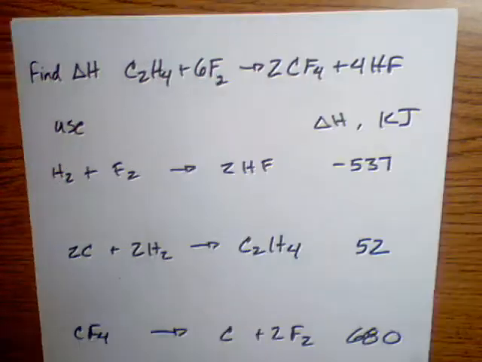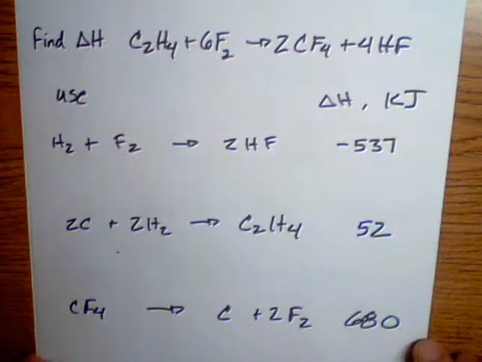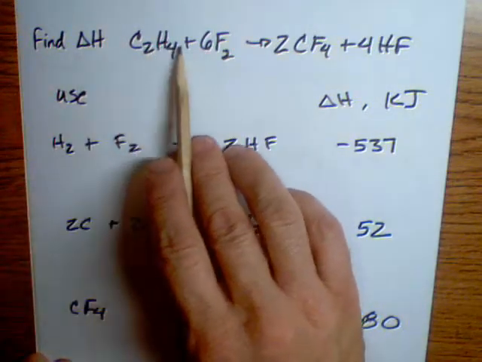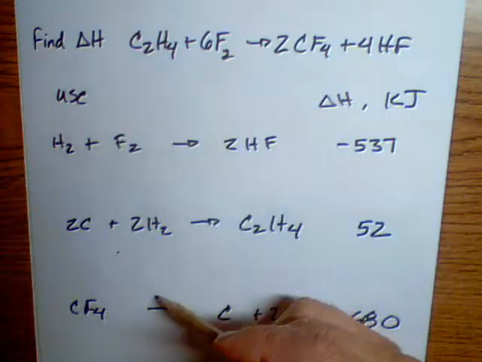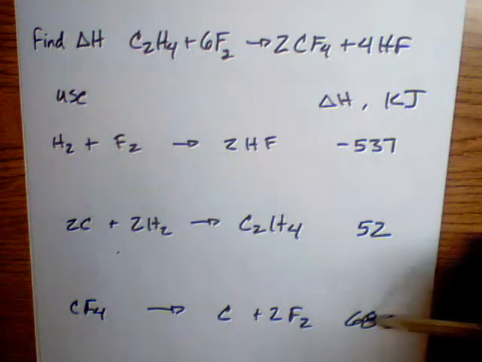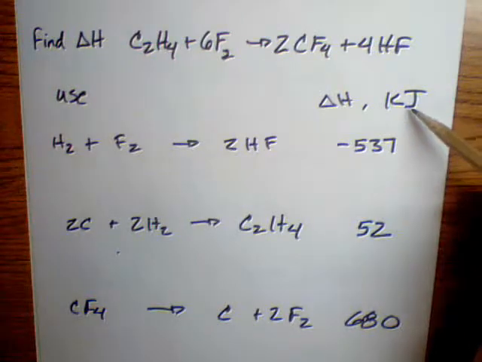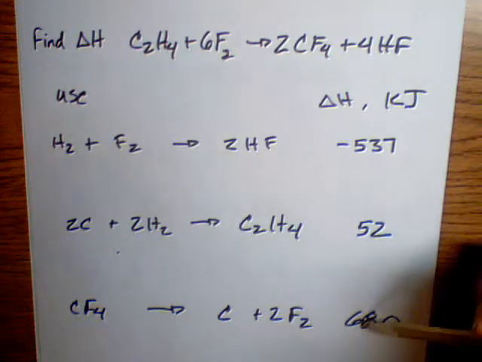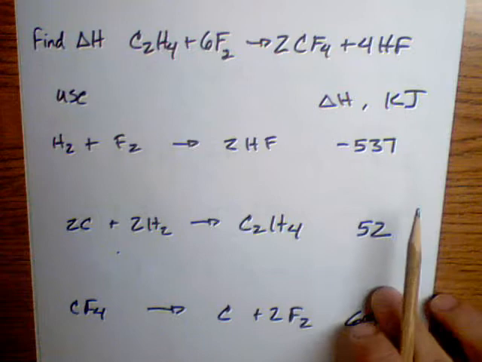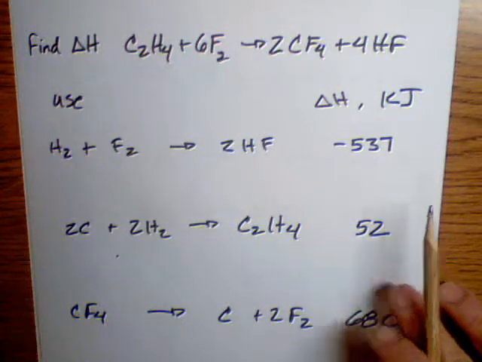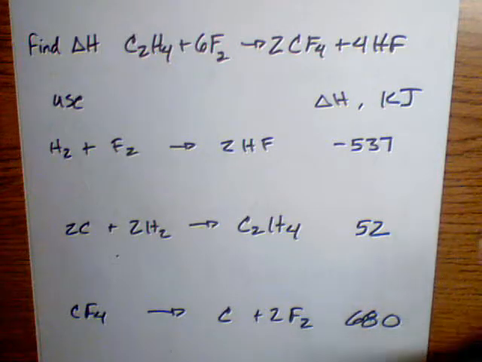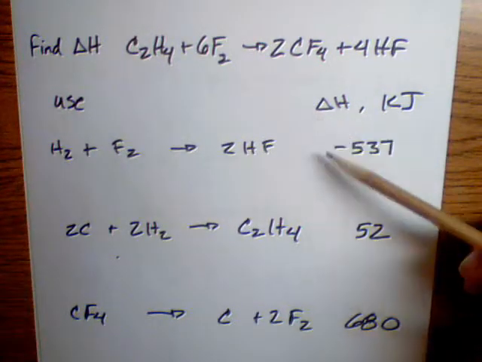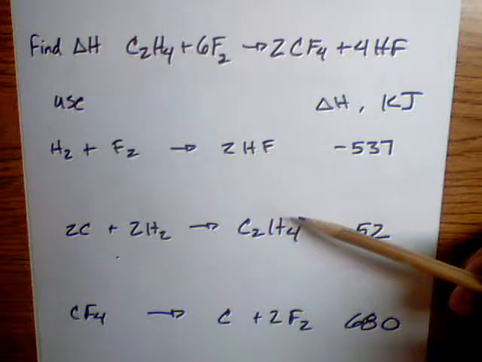Let's try another one. All right. Here's another one. We want to find delta H of this reaction. We're going to use these 3 reactions. Here are our delta H's, and they're all in kilojoules. Let's take a look and see what we have in our reactant side and what we have in our product side.